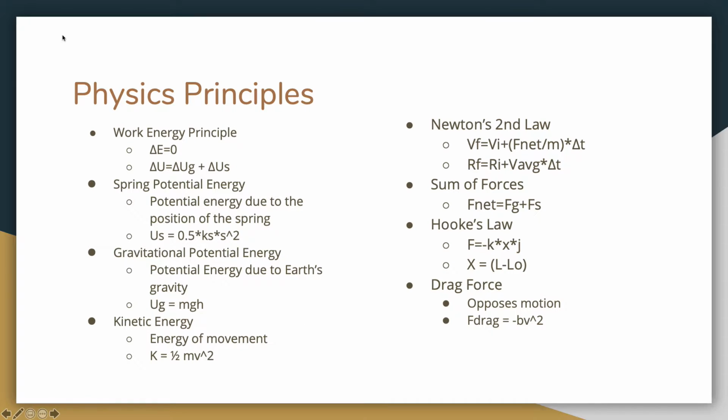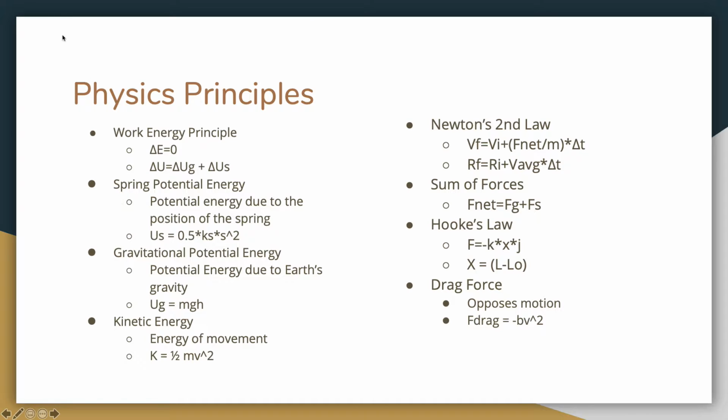So to go in more depth, first we have the work energy principle, which is that this is a closed system, so the change in energy is zero and is equal to the summation of the potential energy, the gravitational energy, and the spring energy. The spring potential energy is due to the position of the spring and is 1/2 k times x squared, where k is an arbitrary constant. The gravitational potential energy is energy due to Earth's gravity, the gravitational field that is, and is equal to the mass times 9.8 meters per second squared times height. Lastly, the kinetic energy is the energy of movement and is equal to 1/2 the mass times the velocity squared.